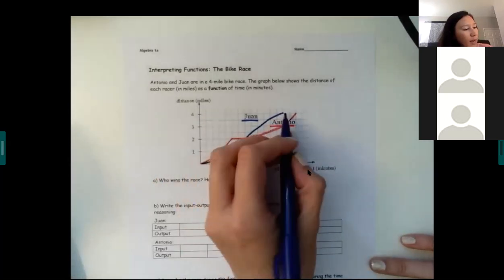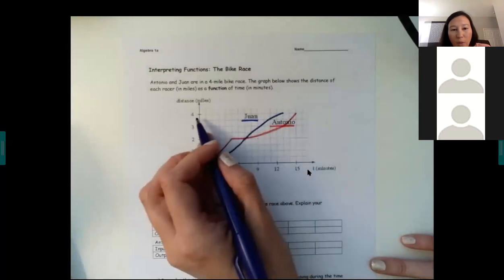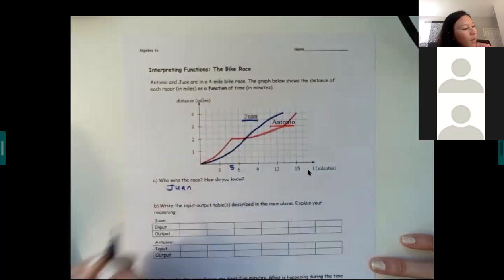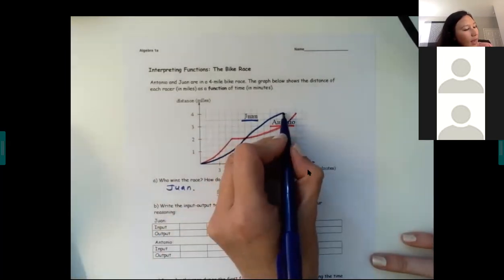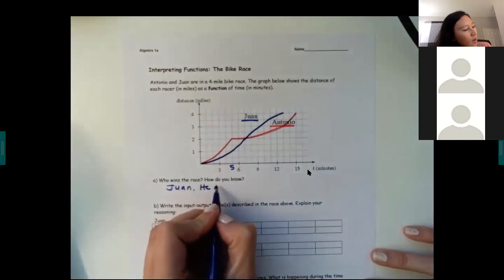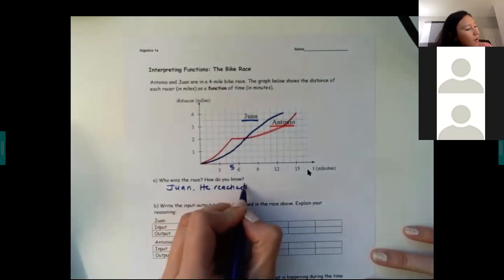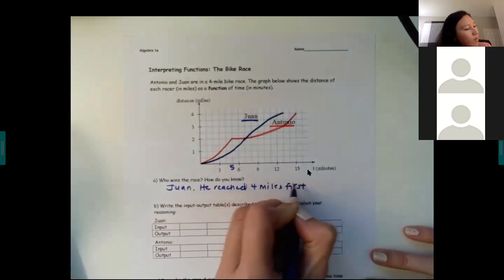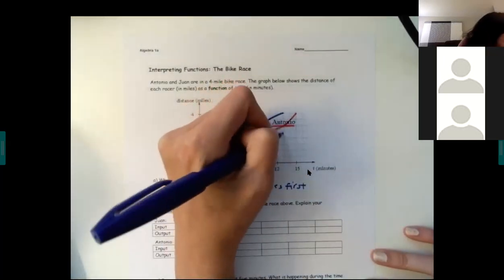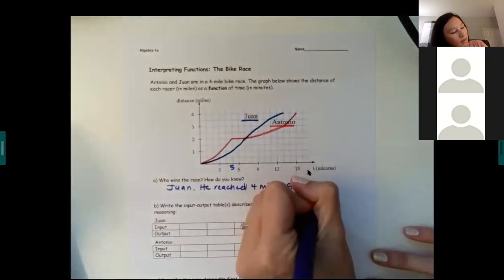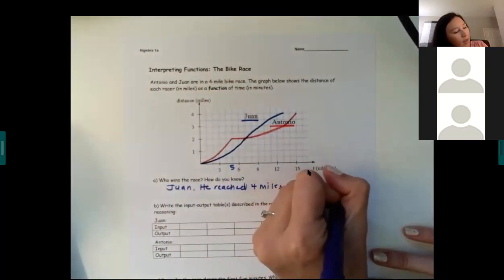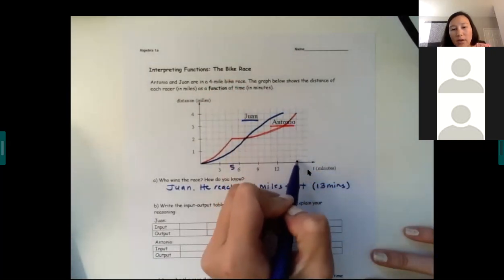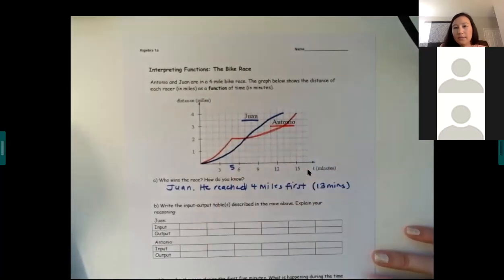So who wins the race? Well, the blue line got to the 4 first. So that tells us that Juan won the race. And how do you know? He reached 4 miles first. If we look down, he made it in 13 minutes, while Antonio didn't get there until it took him 15 minutes.